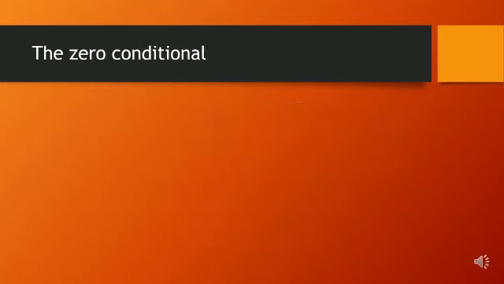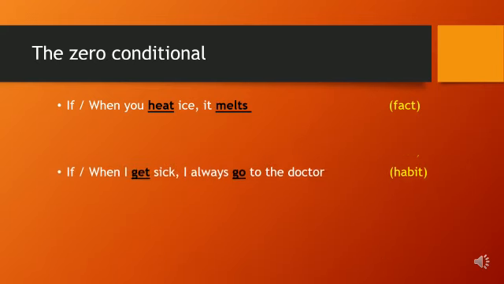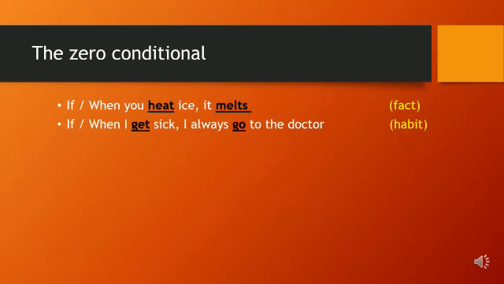Zero conditional. It's called the factual conditional because it's talking about facts. For example, if you heat ice, it melts. So, what happens to ice if we heat it? It melts. Is it definite? Is it certain? Or possible? No, it's certain. So, it's a fact.